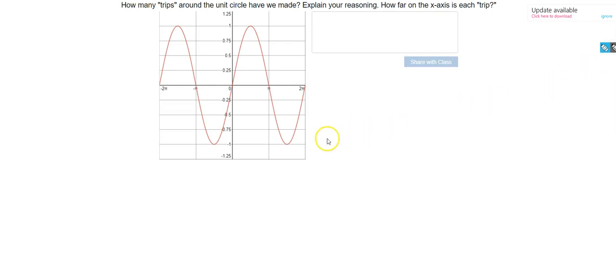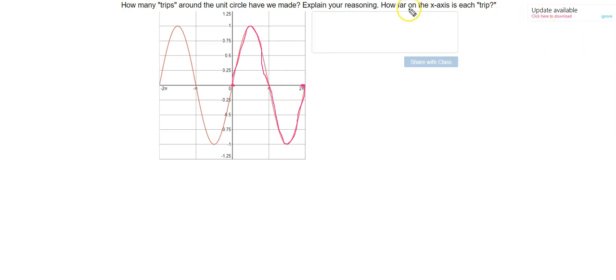All right, let's just make sure we're on the same page right here. How many trips around the unit circle have we made? Well, if we start at 0 degrees, we go through the first quadrant here, and then we start heading down in the second quadrant, and then we go into negative numbers in the third quadrant, and in the fourth quadrant we head back up, and right here that is one trip around the unit circle that we made. So this would be 1, 2 trips.